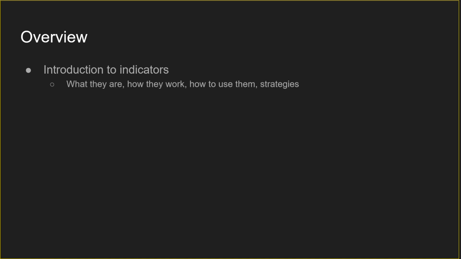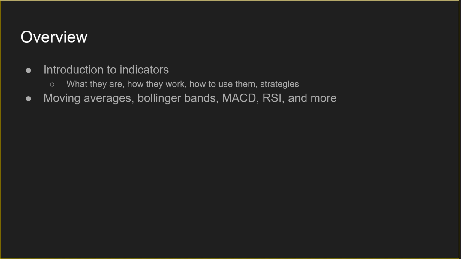Here's an overview of the section. This will serve as an introduction to indicators, including what they are, how they work, how to use them, and various strategies associated with each of the different indicators that we're going to talk about. They're all used in different ways. We'll also talk about different types of indicators and break them down, including moving averages, Bollinger Bands, the MACD, RSI, and many more.